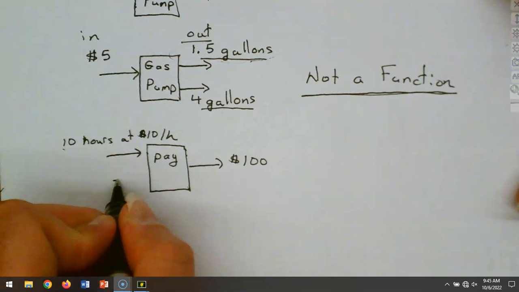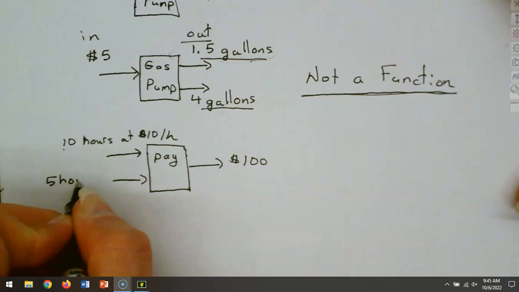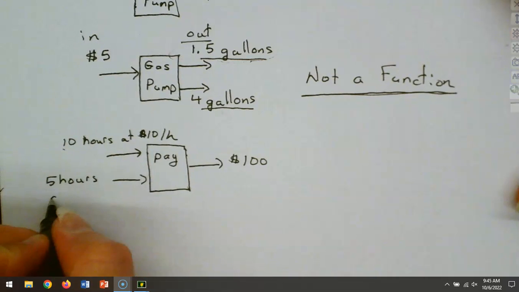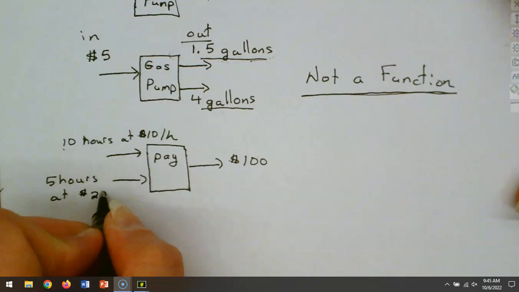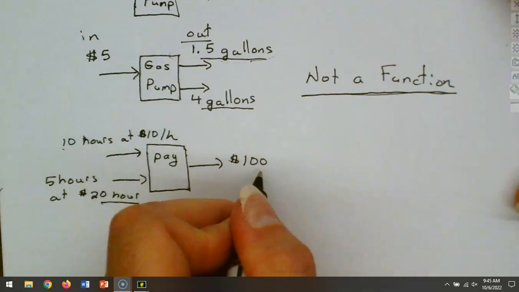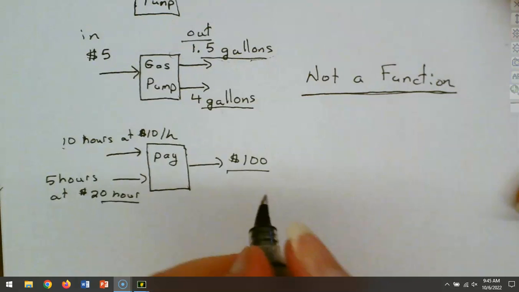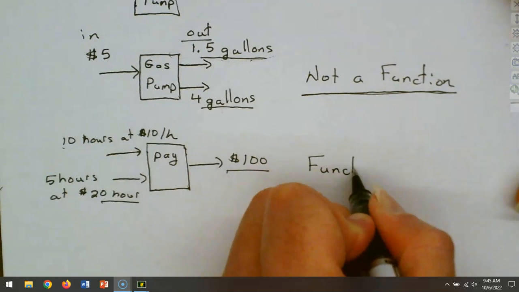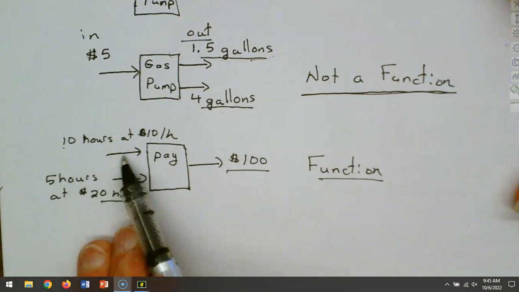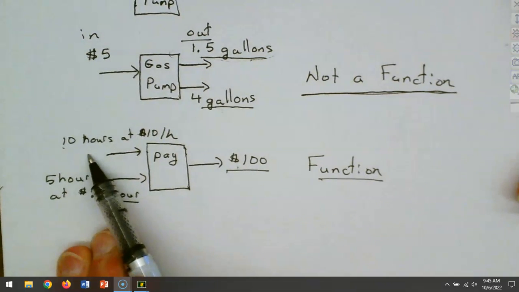Well, what happens if another person comes over here and let's say they only work 5 hours, but they get paid $20 an hour? They still get the same $100 coming out, right? That makes sense, doesn't it? This is a function. Because each one, they map to the same $100, but this can happen. At every company, not everyone makes the same amount of money.